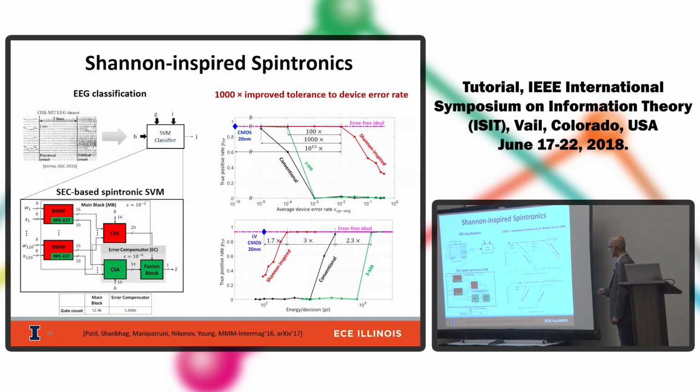Now, in terms of energy, if you take 3MR, yes, 3MR is more reliable, but it consumes about 2.3x more energy because you're triplicating computation. With Shannon-inspired, not only do you get that 1000x improvement, but you also get a 3x reduction in energy compared to conventional. We are still not quite beating CMOS. We still have not really crossed over. We have not yet beaten CMOS.